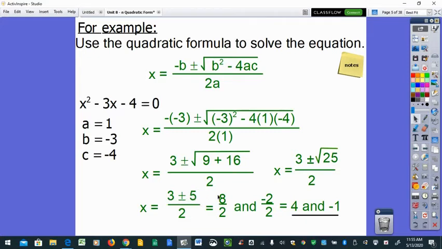3 plus 5 is 8. Divide by the 2. 3 minus 5 is negative 2 divided by the 2. And this parabola, which is going to be opening up because it has a positive a, is going to intersect the x-axis at positive 4 and negative 1. When I look at these answers, because they're integers, this guy actually could have been factored. But I'm going to start with some nice ones, basically, so that you can just get comfortable using the formula.